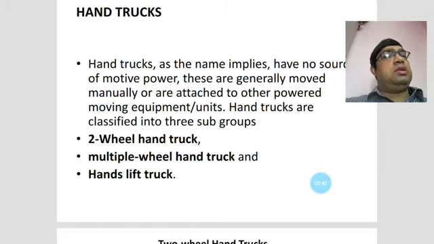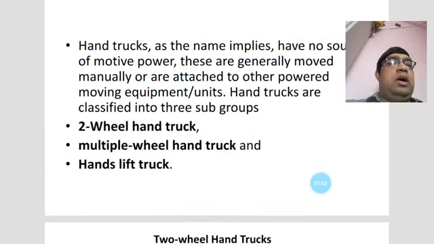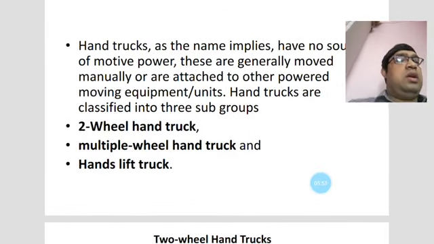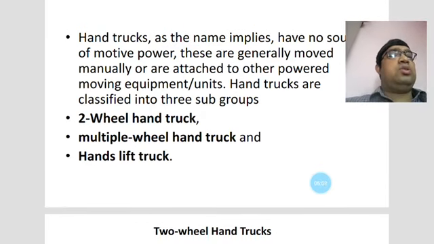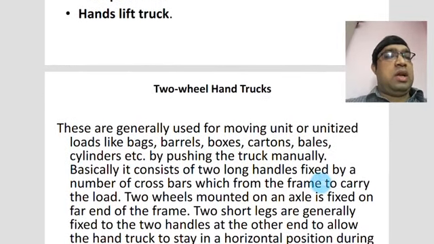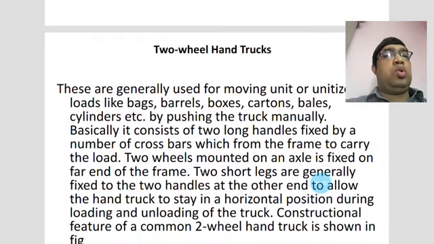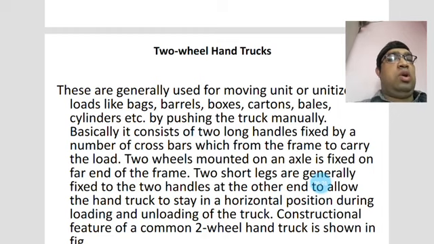In our CL stations you can very easily see the two wheel hand trucks, and different types of materials are transferred from the nearest market in the CL markets, and likewise in different railway stations we can see the two wheel hand trucks. These are generally used for moving unit or unitized loads like bags, barrels, boxes, cartons, bales, cylinders, etc. They can be easily transferred by pushing the trucks manually.